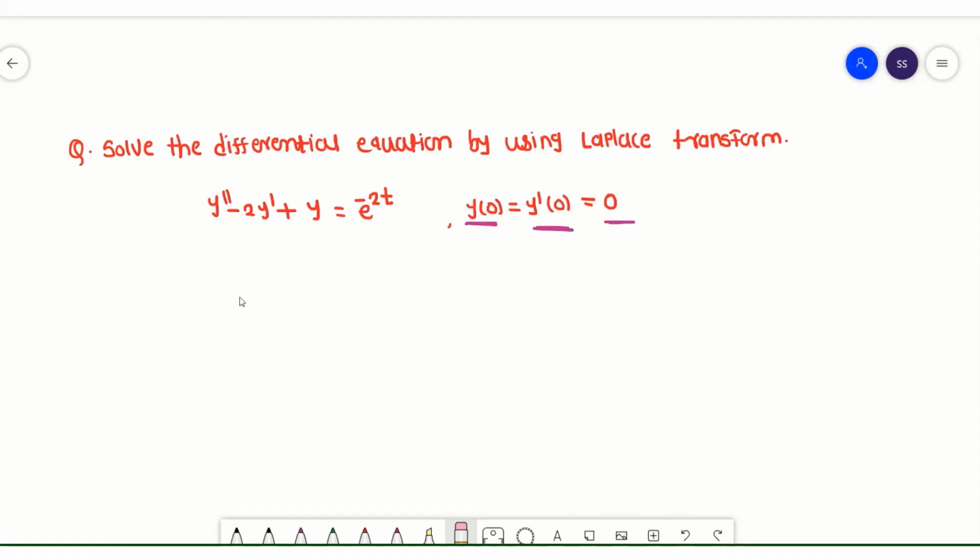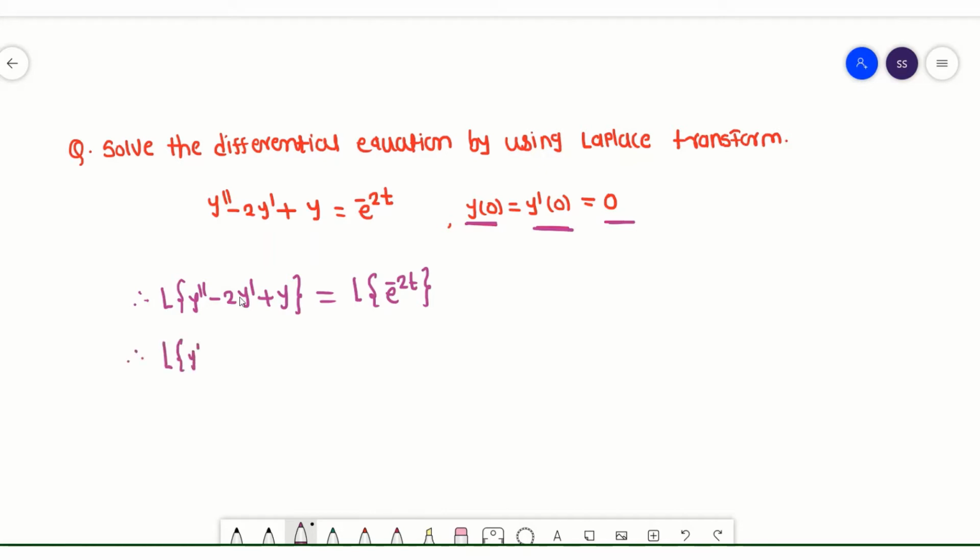Here we wanted to solve this differential equation using Laplace transform. So the very first step is to apply Laplace transform on both sides. Therefore we get Laplace transform of y double dash minus 2 times y dash plus y equals Laplace transform of e to the power minus 2t. Laplace transform satisfies the linearity property, so therefore we can separate it.